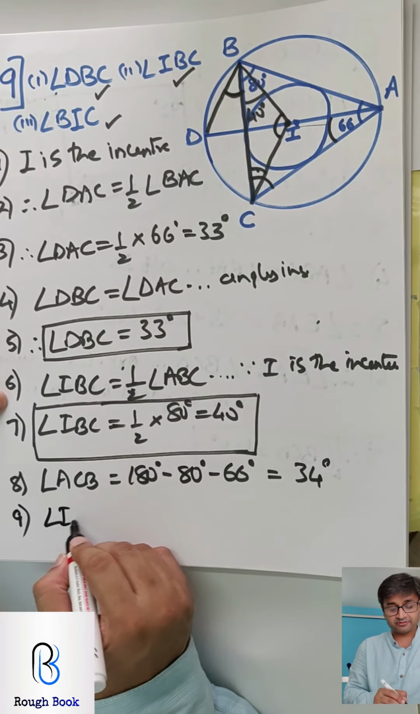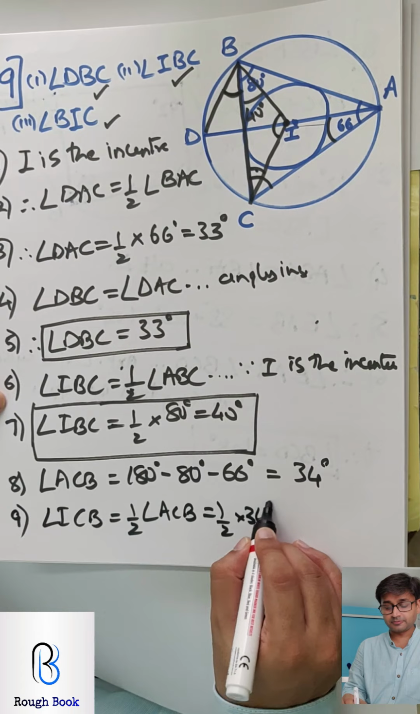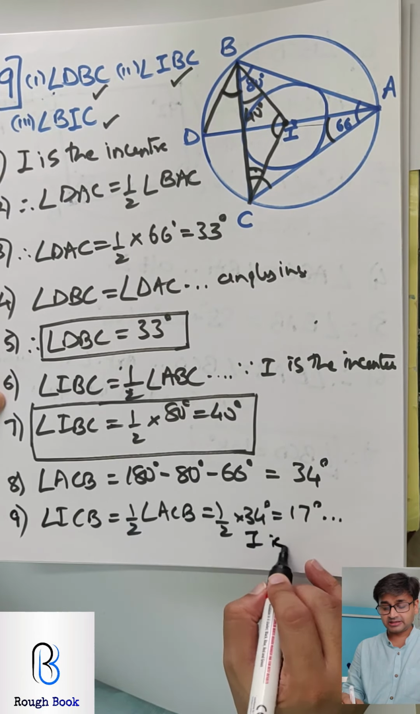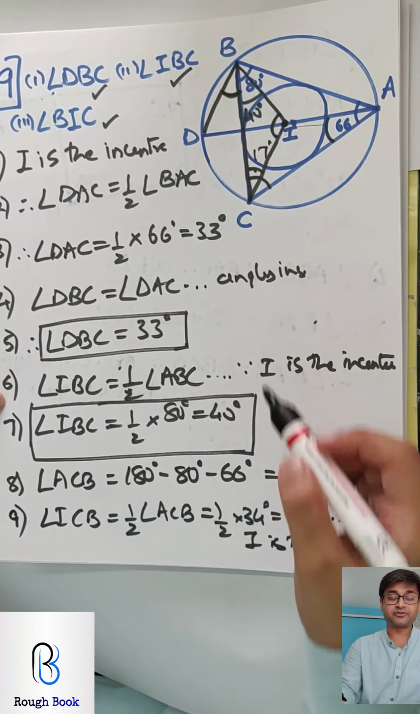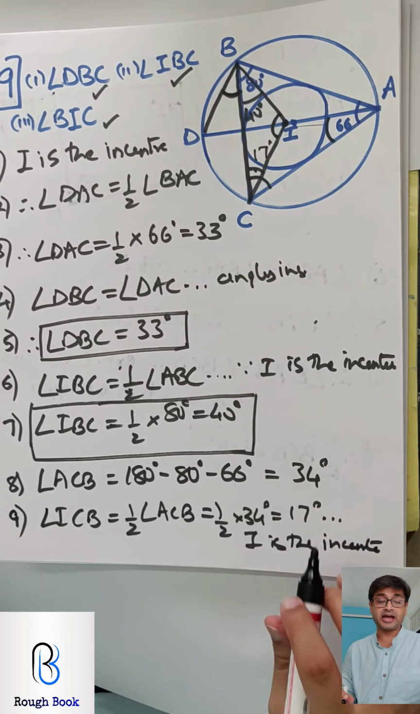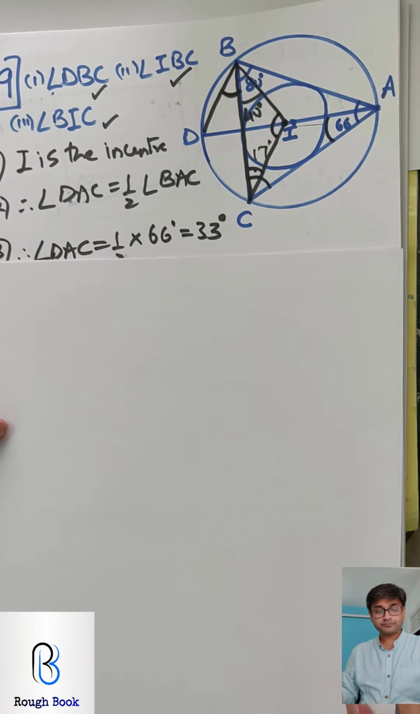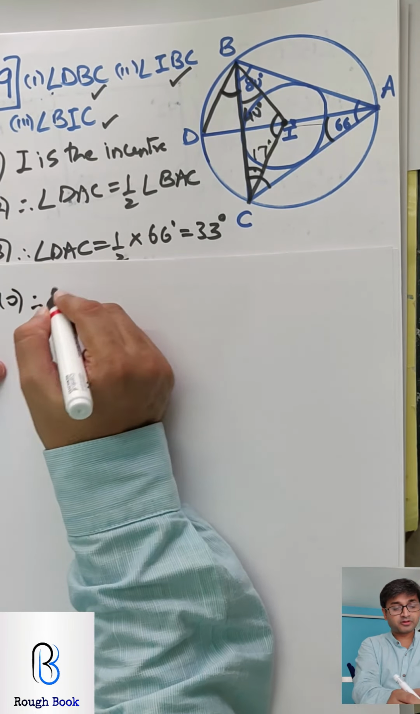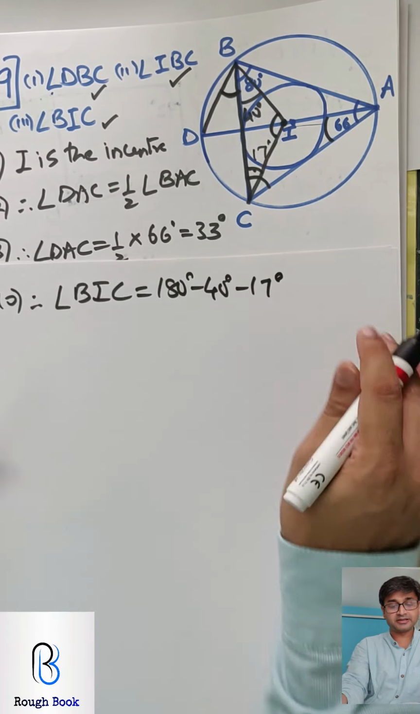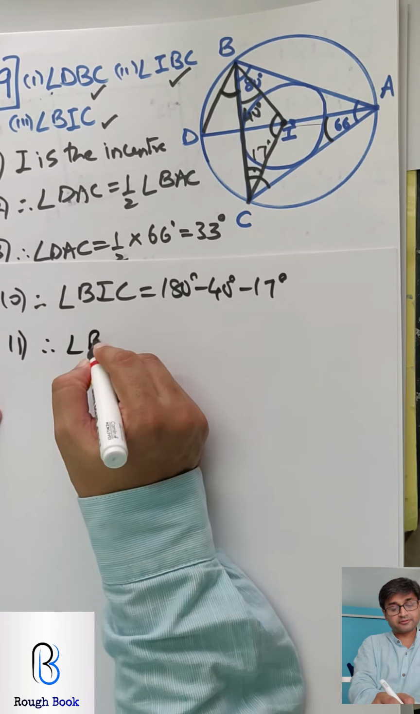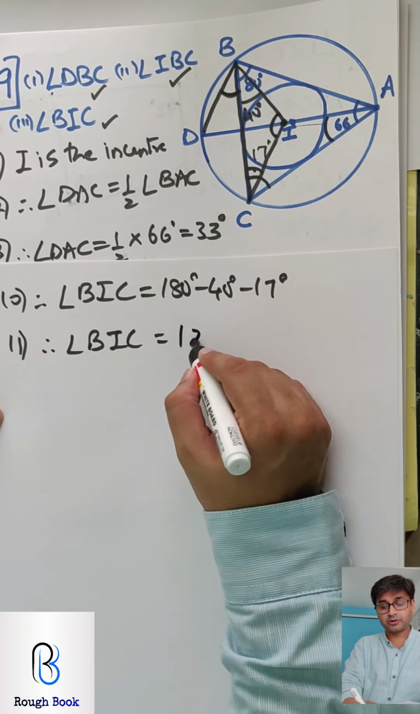So ICB will be half of ACB. So half of 34, that is 17, since I is the incenter. And now you got this as 17, this as 40, so total 57. Apply angle sum property and get your last one. So let's take a fresh page. Step 10, therefore angle BIC is 180 minus 40 minus 17. Therefore angle BIC 57. So 57 from 180, I guess 123.